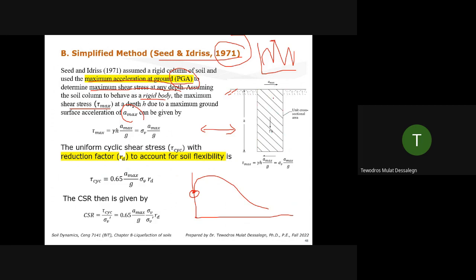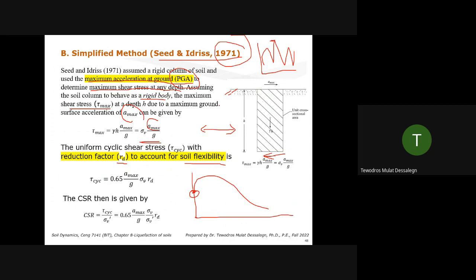So they modeled this, they assumed some soil column, they assumed it rigid, they assumed Amax to be constant throughout up to a certain depth. And the max shear stress at this base from the soil weight, they got effective stress, Amax by g. It's simple math. The uniform cyclic shear stress with a reduction factor already to account for soil flexibility.